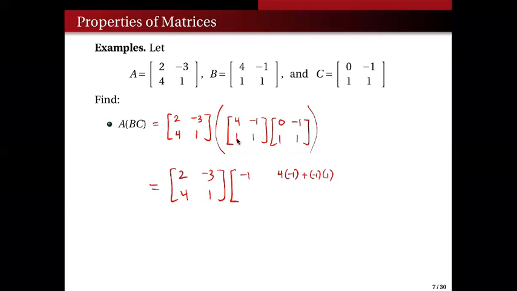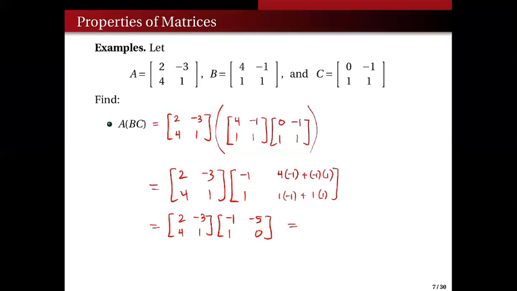And then here we have 1 times 0 plus 1 times 1. So you have positive 1. Then 1 times negative 1 plus 1 times 1. And then we simplify this. So we copy A, 2, negative 3, 4, 1. Here we have negative 1 and 1 in here. Here you have 4 times negative 1, that's negative 4, plus negative 1 times 1, that's negative 1. So you'll get negative 5. In here you have negative 1 plus 1, you'll get 0.